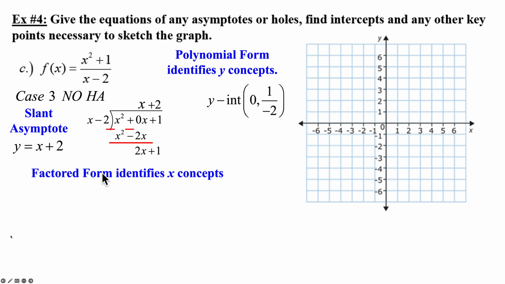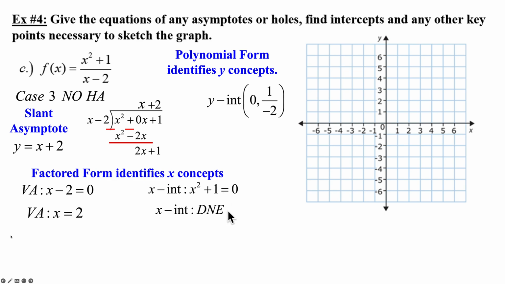All right, so let's go factor the... Wait a minute. I just looked at the top. x squared plus 1, that's not going to factor. Vertical asymptotes, x minus 2 equals 0. We can solve that for x. That's 2. But if I try to solve this by subtracting over the 1, x squared equals a negative 1, that's not going to happen. So here there are no x-intercepts.